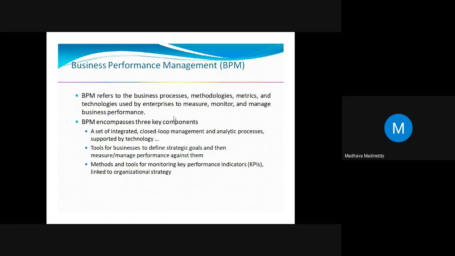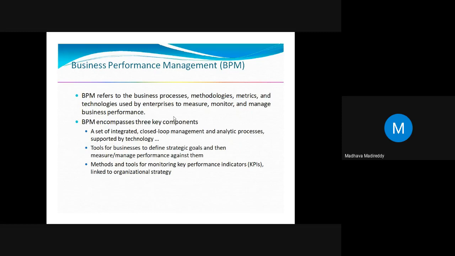BPM refers to a business process, a methodology, or a metric that is primarily used by enterprises to measure and monitor business performance. So basically, what it's saying is, we are looking at how a business is doing, and BPM gives you an architecture, or the metric, in which we can measure the success of the business. So we can look at the trends such as sales figures or profit figures or market share, whatever metrics that you want.